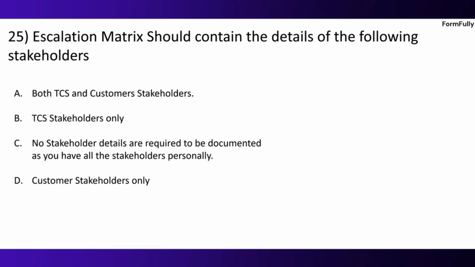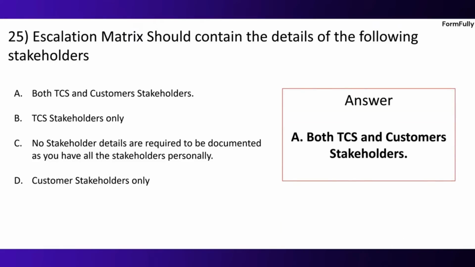Question 25. Escalation matrix should contain the details of the following stakeholders. Option A, both TCS and customer stakeholders. B, TCS stakeholders only. C, no stakeholders details are required to be documented as you have all the stakeholders personally. D, customer stakeholders only. And the correct option is A, both TCS and customer stakeholders.